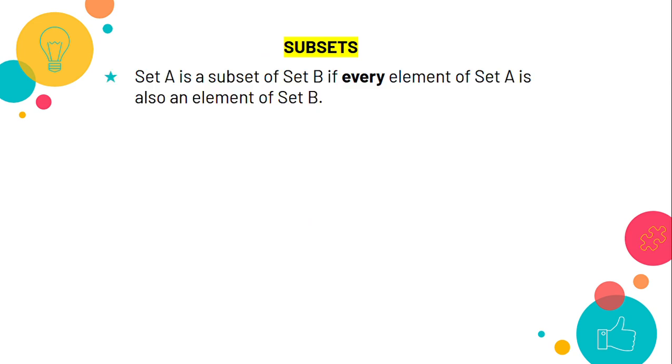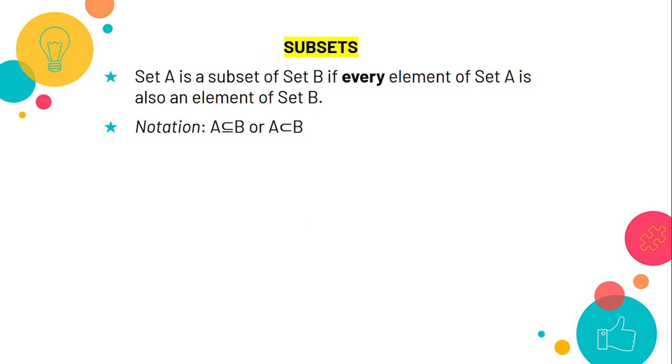Now, the next type of sets that we need to know very importantly are subsets. Sub means smaller, right? So set A is considered to be a subset of set B if every element that is in set A is also an element of set B. So basically set A is contained in set B.